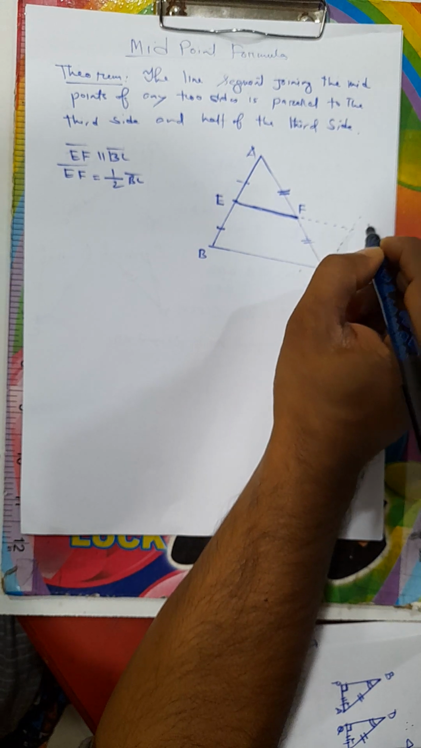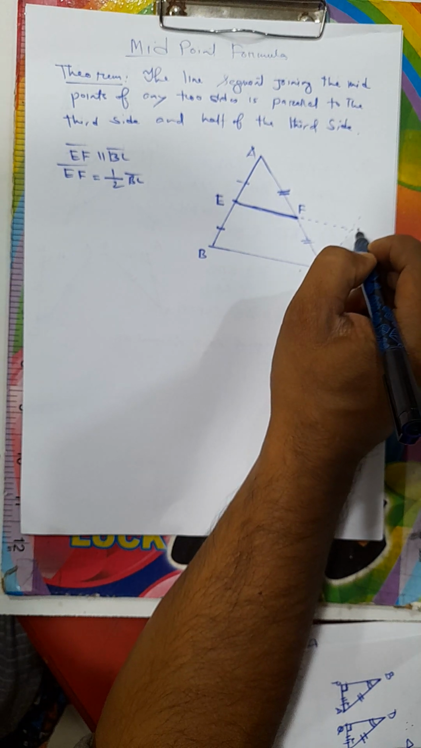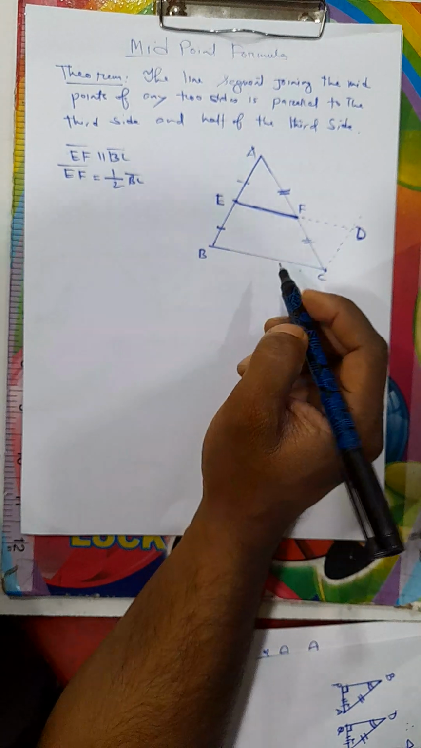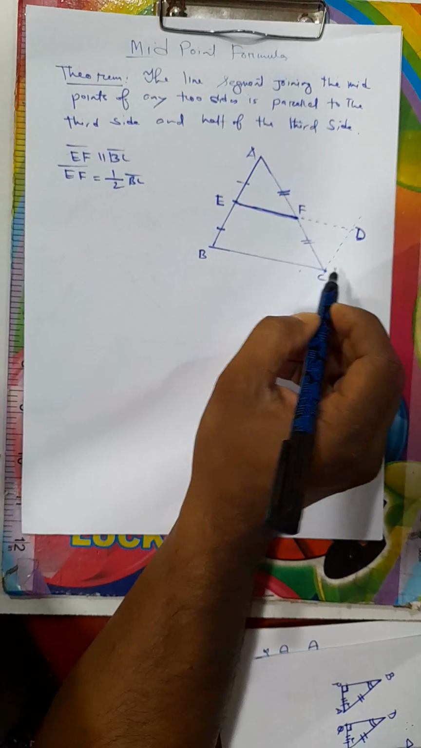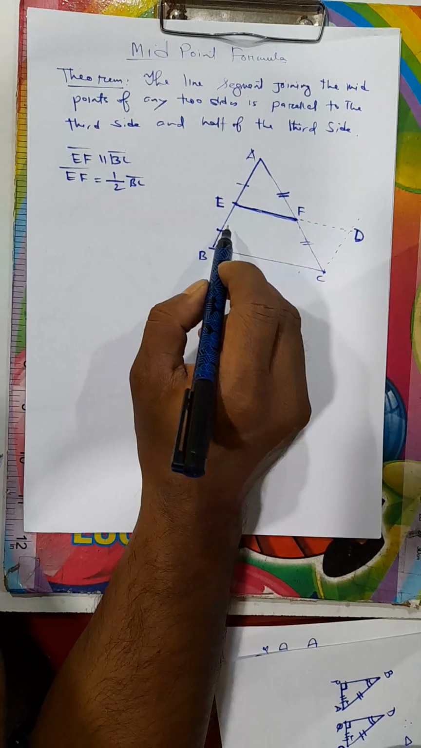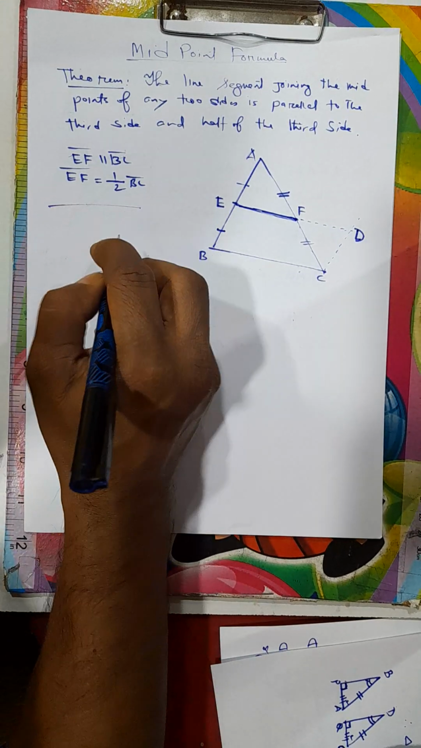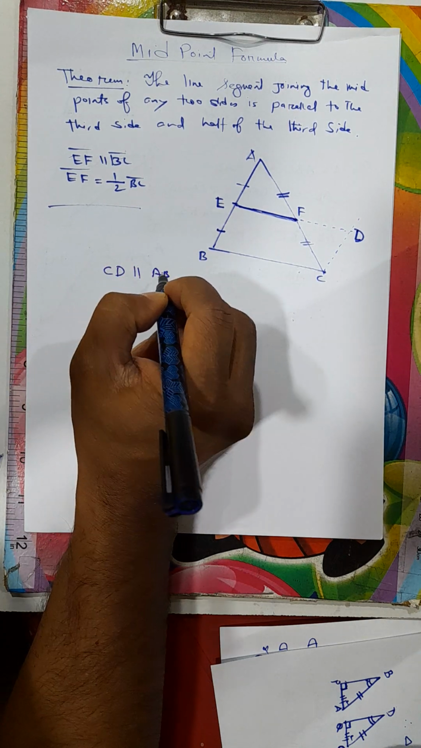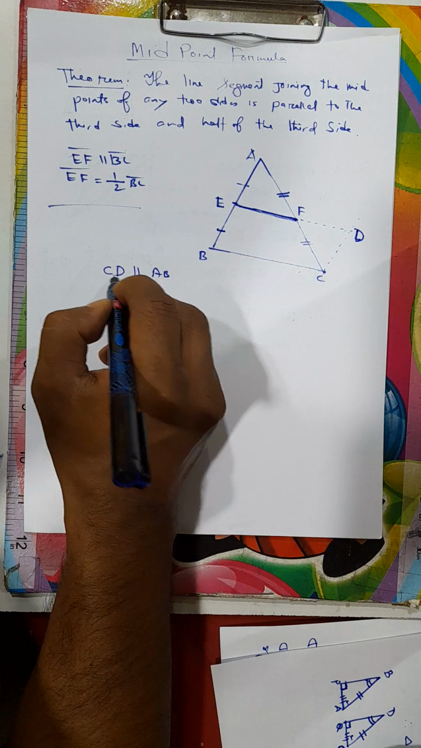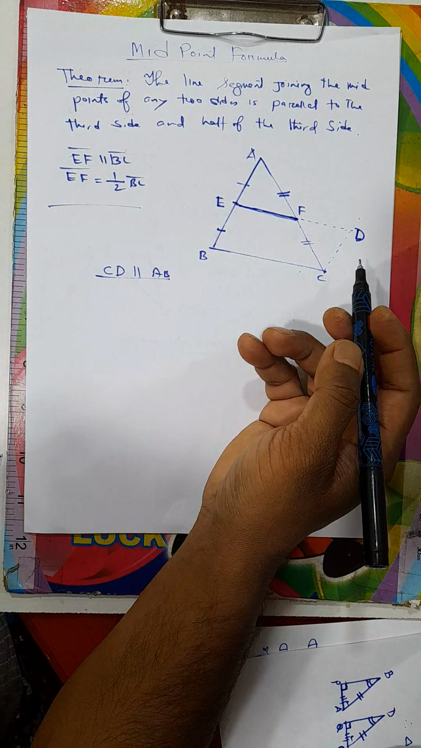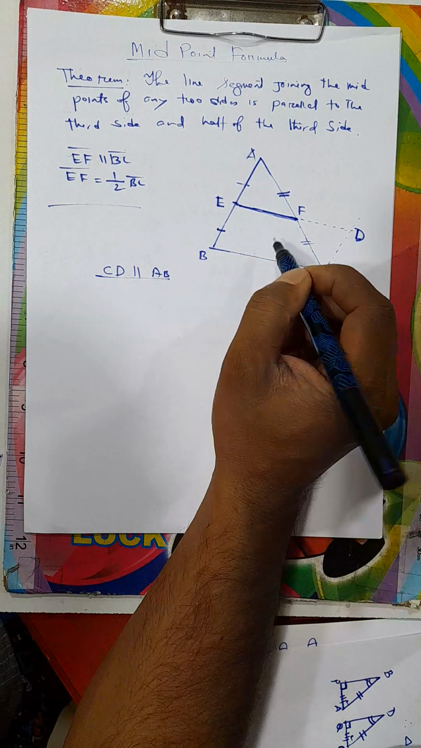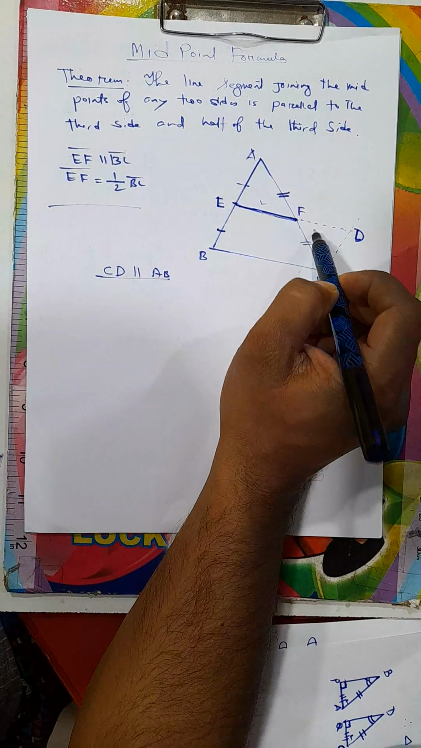Right? Now let us consider this point is say D. So we are making additional construction from C. CD is parallel to AB. Right? We are constructing CD parallel to AB, and EF is extended to meet at D. Now let us consider these two triangles here.